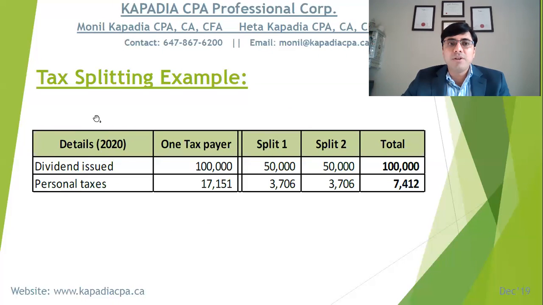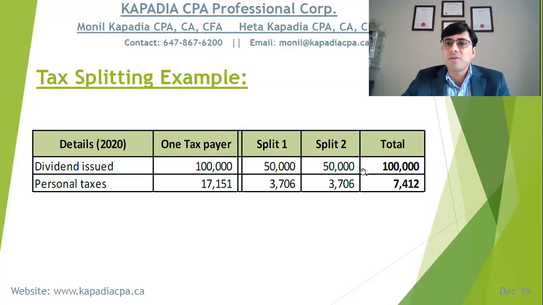Say, for example, your corporation earned $100,000 after taxes and expenses, and this is issued to you as a dividend. When it is issued to a single taxpayer, he will end up paying around $17,000 in personal tax. When that income is split between spouses, each spouse gets $50,000 and they end up paying around $3,700 each in taxes, summing up to $7,400.